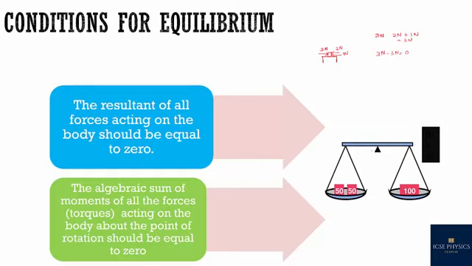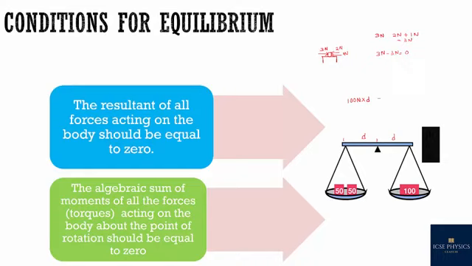So the algebraic sum of moments of all forces or torques acting on a body about a point of rotation should be equal to 0. As you can see here, the weight is 100 and the distance, suppose, is d. This much distance is d. Here the distance is again d. Now let's calculate the moment. What we have studied: anti-clockwise moment is equal to clockwise moment. So this one is anti-clockwise. So what will be the weight? Suppose the weight is 50 plus 50, 100 Newton into d, right?